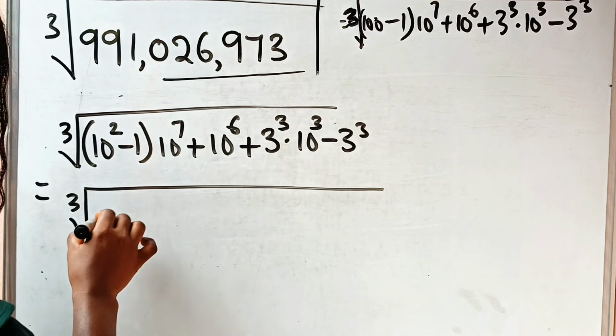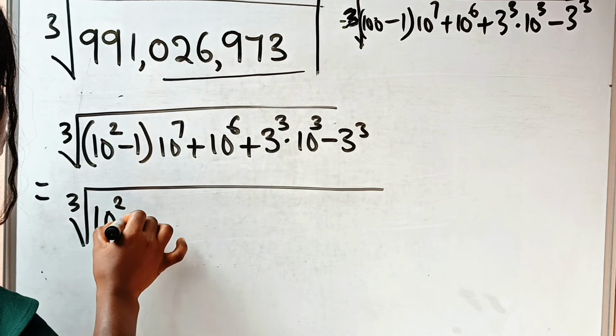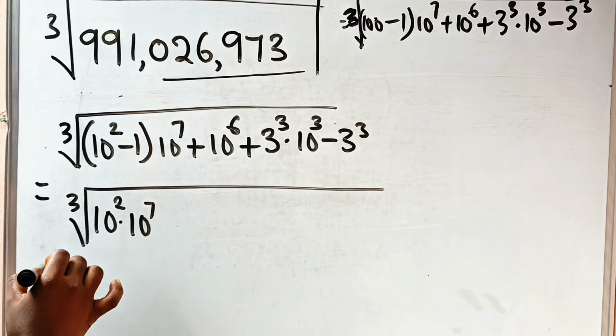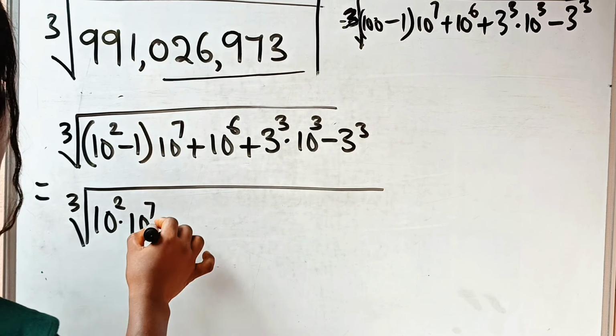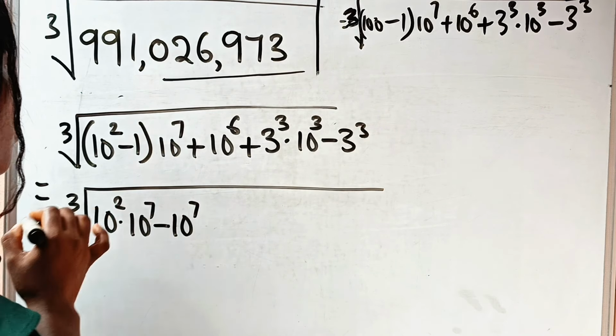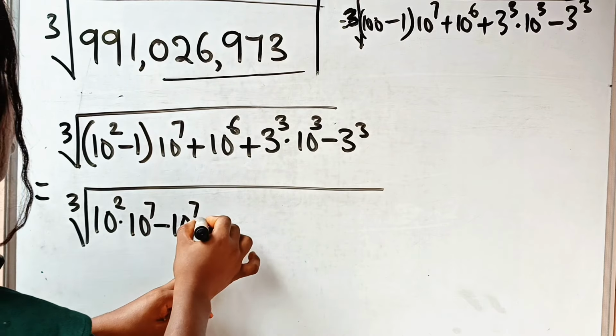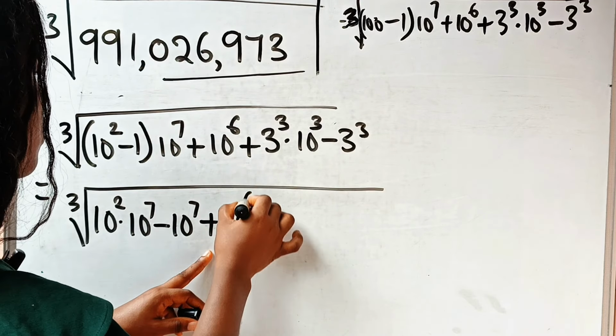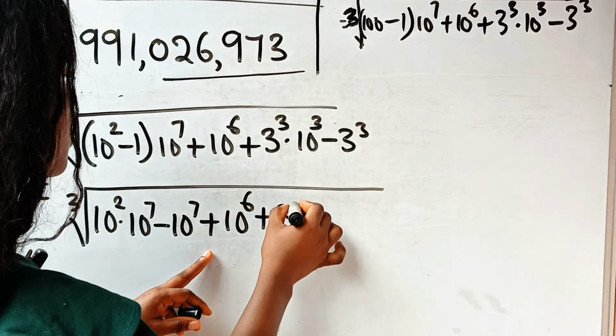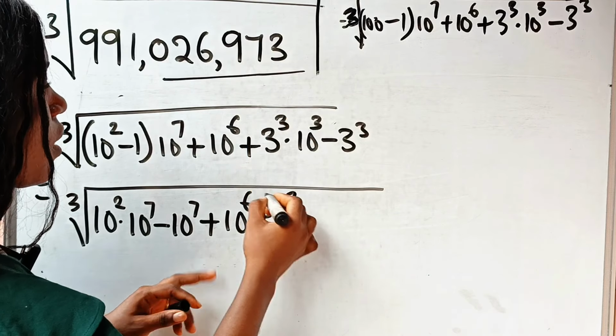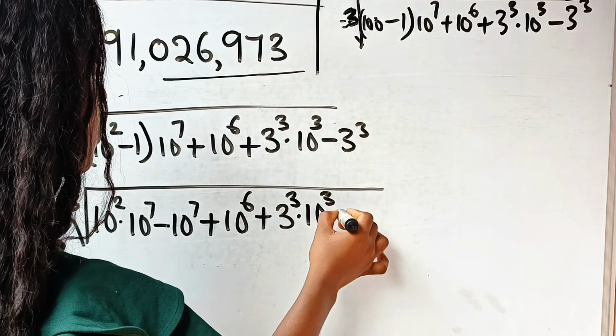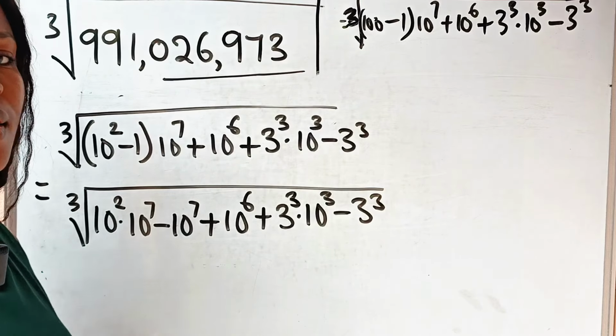Let's open this bracket. So we have 10 to the power of 2 multiplied by 10 to the power of 7. Then this times this will be minus 10 to the power of 7. Then plus 10 to the power of 6, plus 3 to the power of 3 multiplied by 10 to the power of 3, minus 3 to the power of 3.